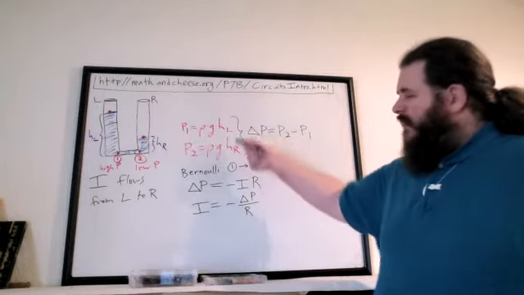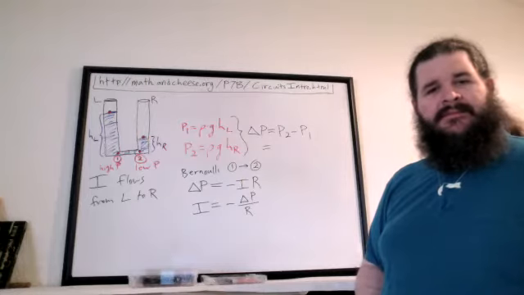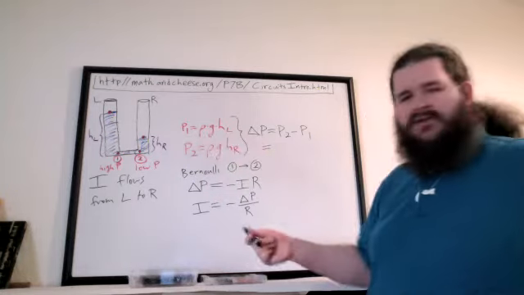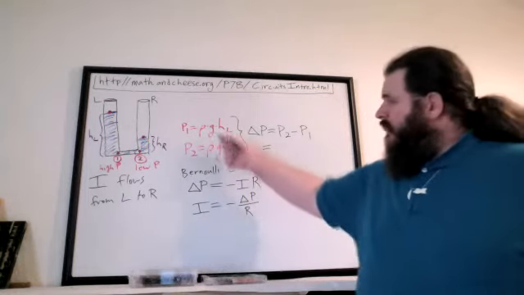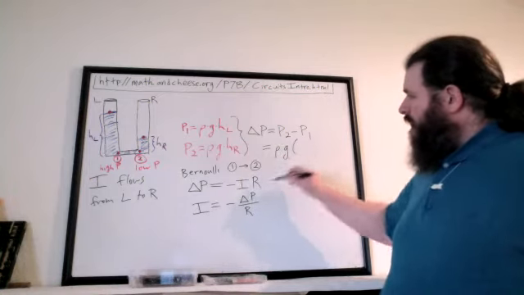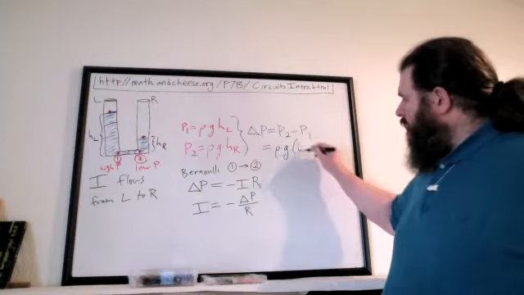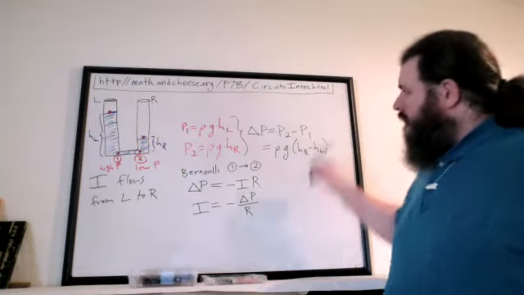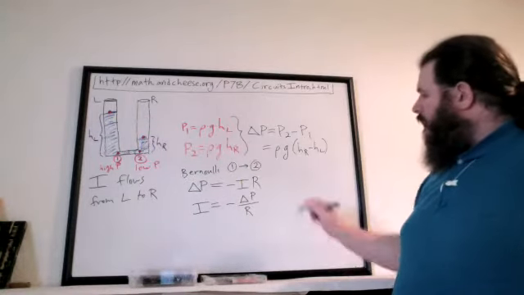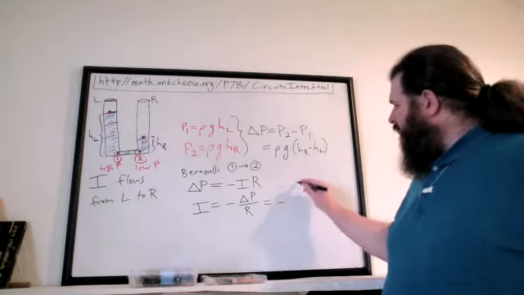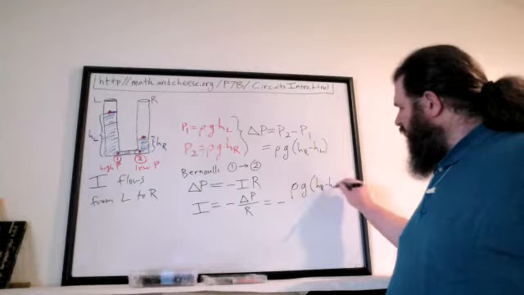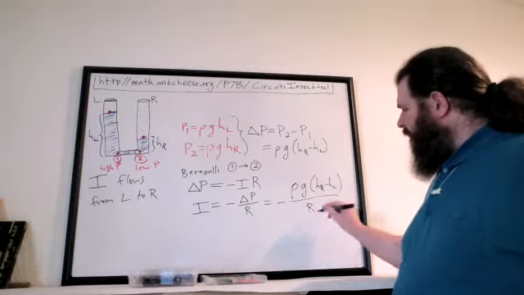Subtract those. What can we factor out of those when we subtract? Rho and g. Yeah, the density is the same because it's just one fluid throughout the whole system. The gravity is the same because everything's on the same planet. So factor out rho times g, and we're left with just height minus height, the difference between these two depths of water. So we get current equals negative rho times g times (HR minus HL) over the resistance.